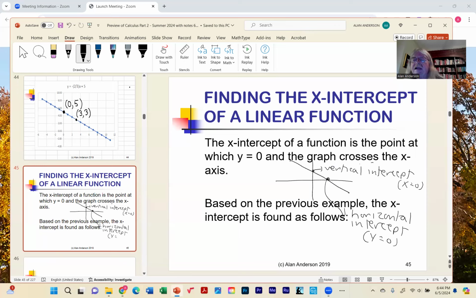So this is a hint as to how you're going to find these 2 points. In the first case, for the vertical intercept, you're going to substitute in and find what value y has when x equals 0. And then for the horizontal intercept, you're just going to reverse that. You're going to set y equal to 0 and figure out what the corresponding value of x is.